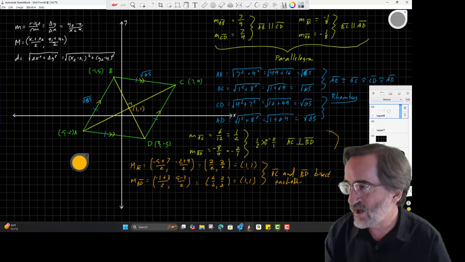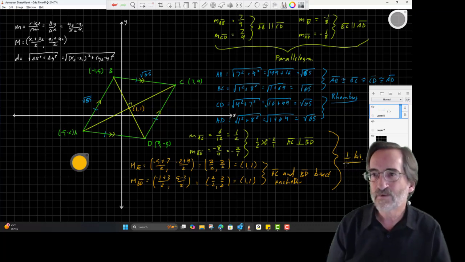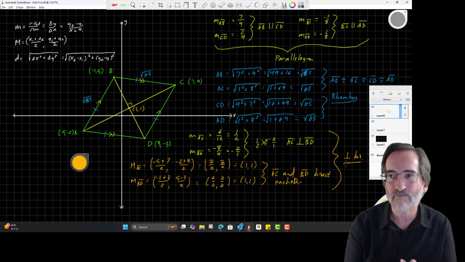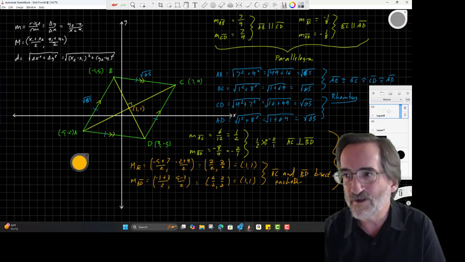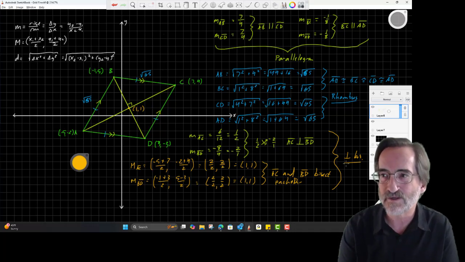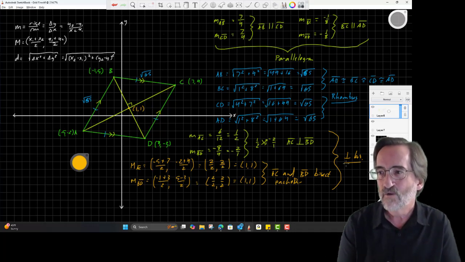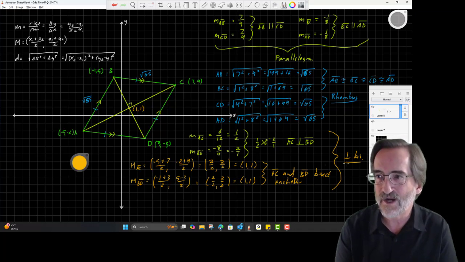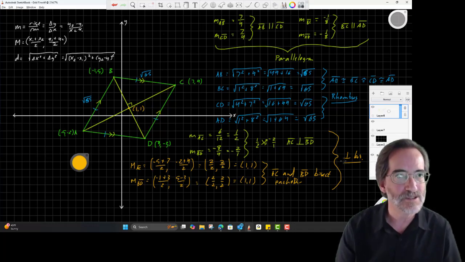And if we combine that with the fact that they're perpendicular, then they're perpendicular bisectors. Okay, so we've just proven a lot of stuff about this shape. We've proven it's a parallelogram because opposite sides are parallel. We've proven it's a rhombus because all the sides are congruent. We've proven that the diagonals are perpendicular, and we've proven that the diagonals share a common midpoint and bisect each other.